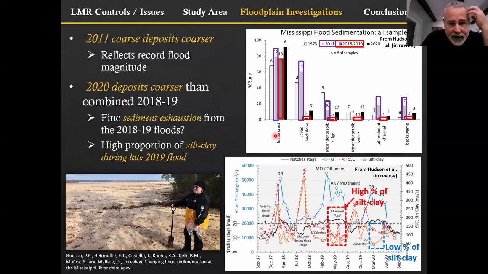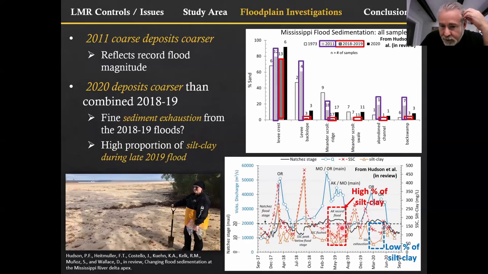Well, of course, fine-grained sediments can be exhausted and flushed through the system. And so in 2018 and 2019, many of those were probably already removed and transported and deposited during those earlier floods, leaving behind mostly channel bed sediments for the 2020 flood to work with. So that explains some of the coarser sediments of 2020.